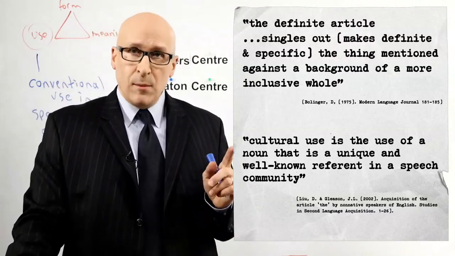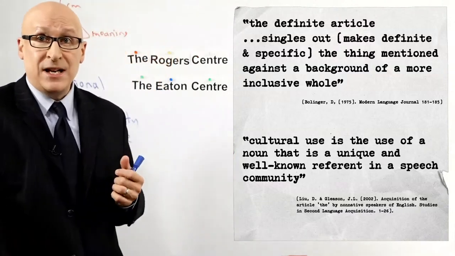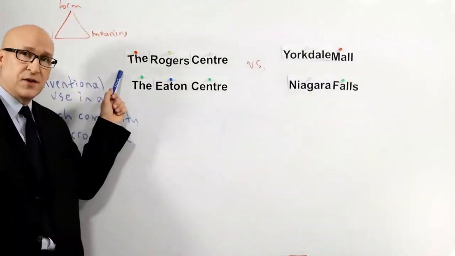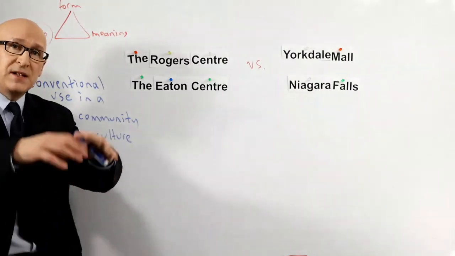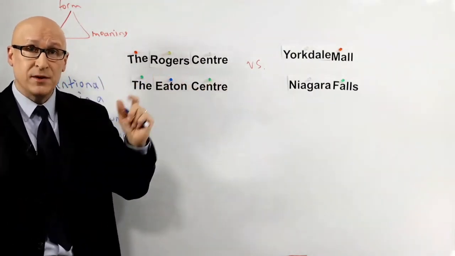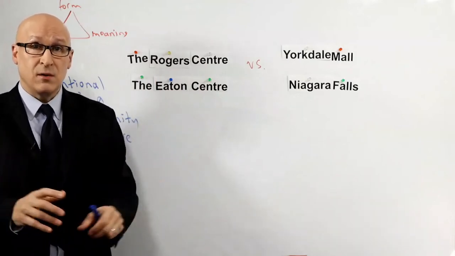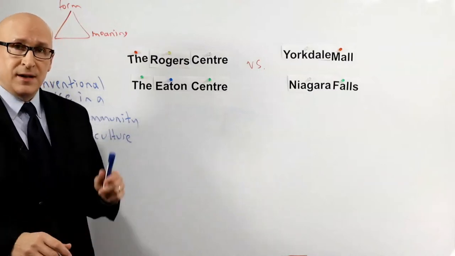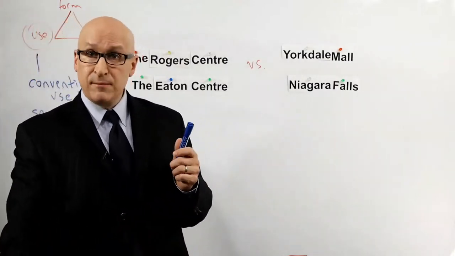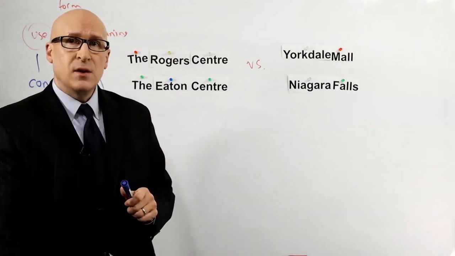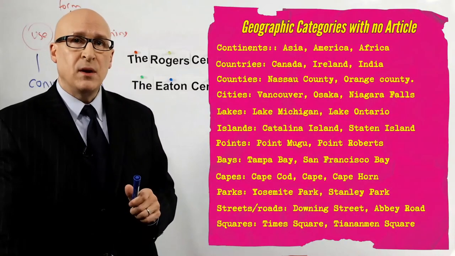So let's go back to our examples and see how they match what we're talking about here. The Rogers Center. That's a big stadium where sports are played and concerts are held in Toronto. So the speech community is Toronto, and maybe Canada, if other people know it. So if you say I'm going to the Rogers Center, people understand where you're going. There's only one Rogers Center. So which category does it belong to?